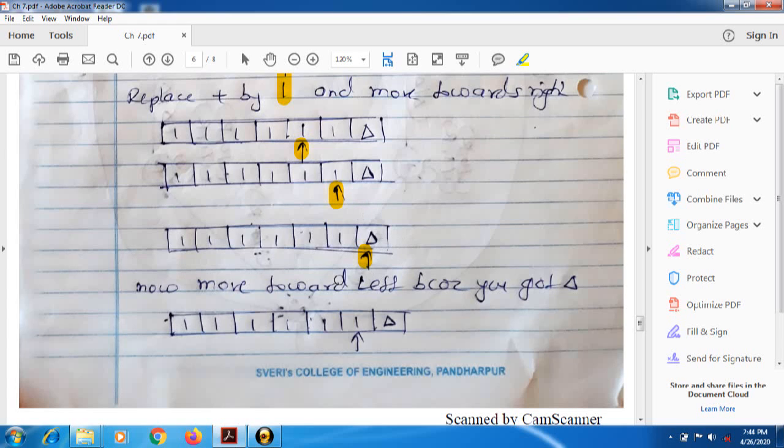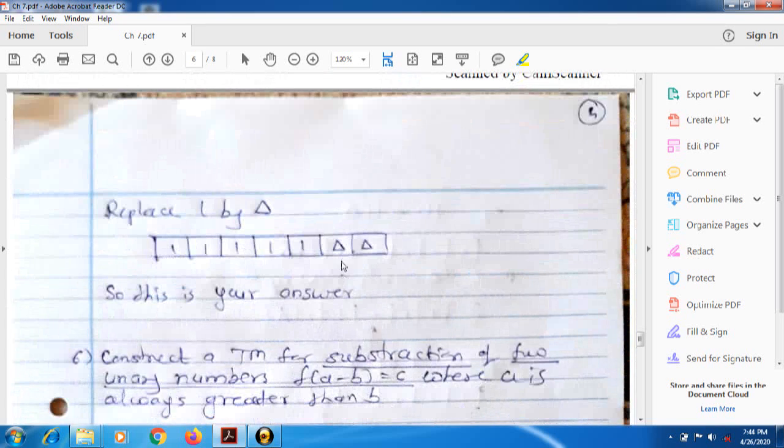And when we got the null value, after that we have to move our cursor to the left side, and we have to replace this one by null value, like this. Then check how many ones are counted: 1, 2, 3, 4 and 5, and our actual answer is nothing but 3 plus 2, which is 5. So this is the final diagrammatical representation of the function a plus b.